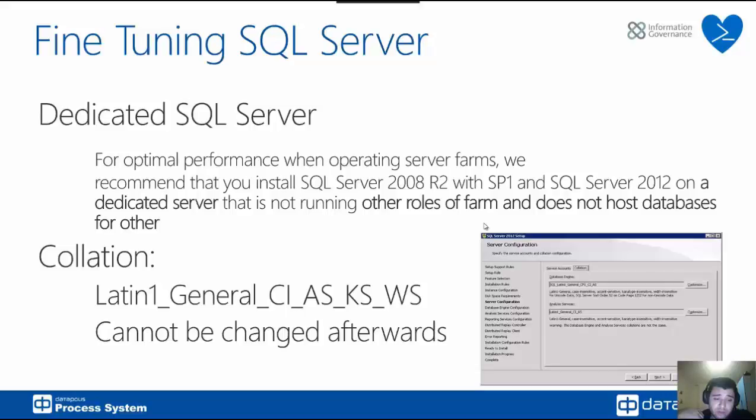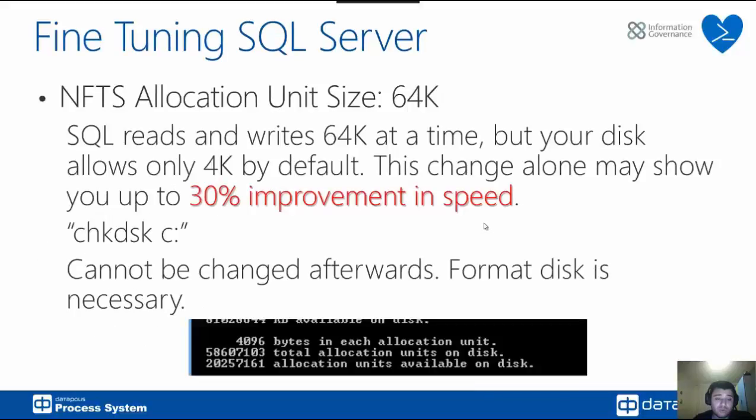The NTFS allocation unit size should be 64K. By default, Windows has a 4K read and write on the disks. But SQL Server reads and writes 64K at a time. So if you change this from 4K to 64K, I guarantee you will have a 30% improvement in your farm. How do you do that? Just open CMD on the server where your data is hosted and run a check disk on the disk. If you want to change it again, you have to format the disk. But please be sure before putting any data on the disk that the disk is formatted at 64K. Okay?